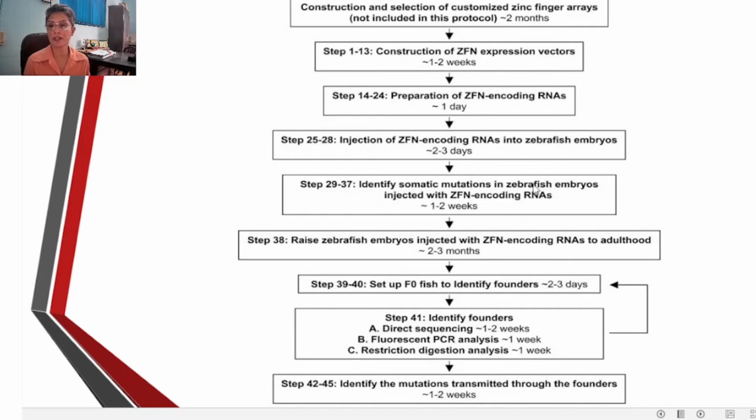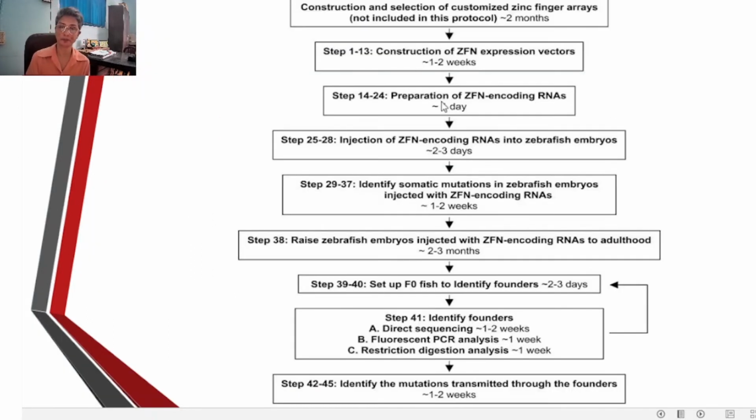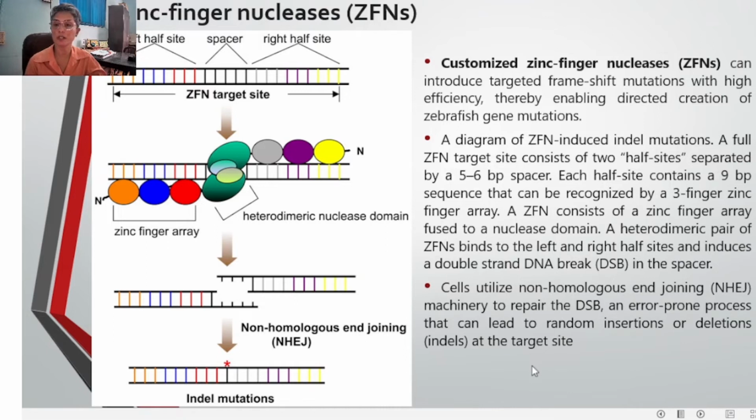Now here is the graphical flow chart indicating the process of the customized zinc finger nuclease methodology. This methodology has at least about 42 to 55 steps, and it will take more than 1 to 2 weeks. So after 1 to 2 weeks we will have one mutant, or genetically modified, strain of the zebrafish which can be utilized for further study of a particular disease.